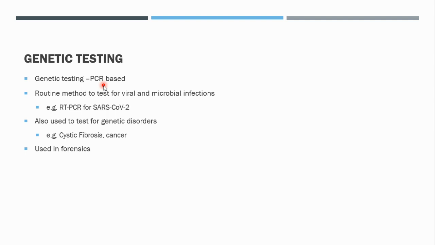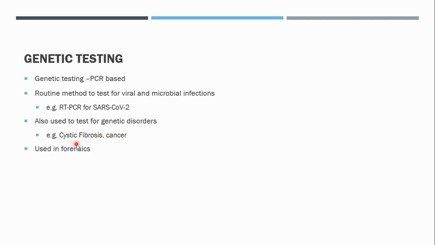Genetic tests are mostly PCR based. They can be used as a routine method to test for viral or bacterial infections or microbial infections. And we now know that RT-PCR is widely used to test for SARS-CoV-2. Genetic testing is also used to test for genetic disorders.